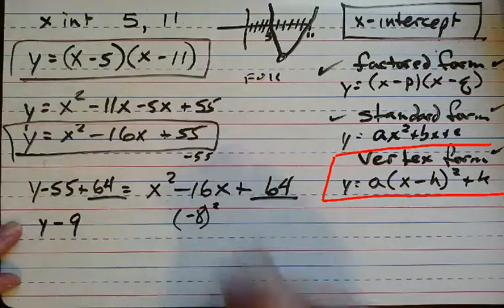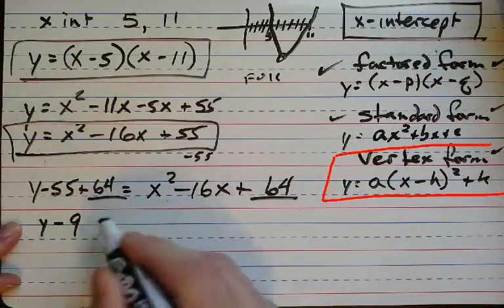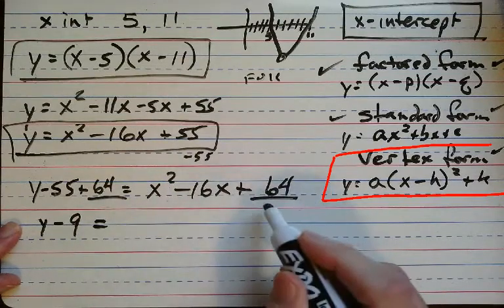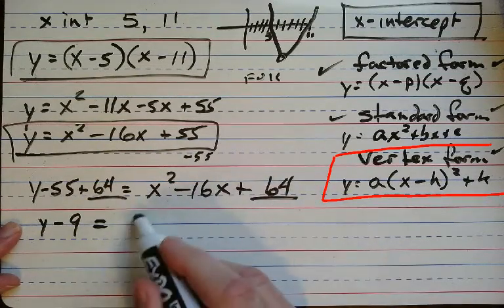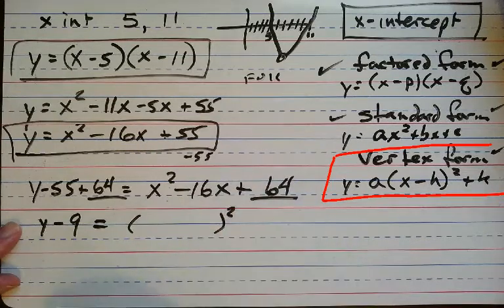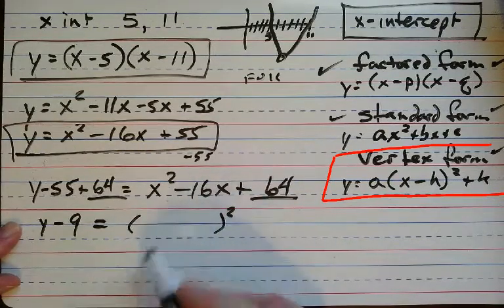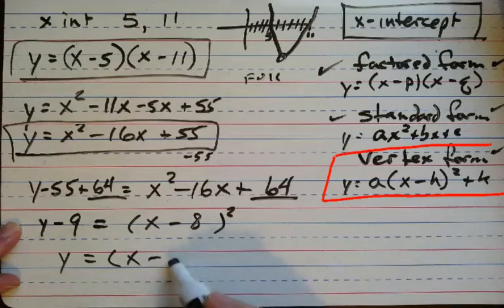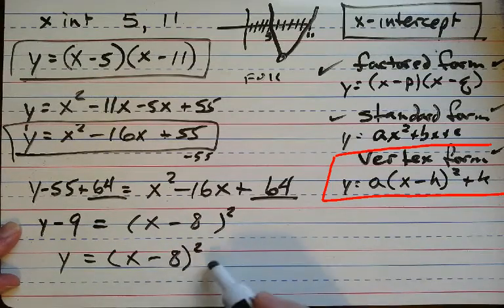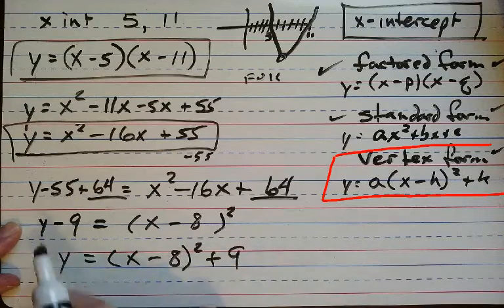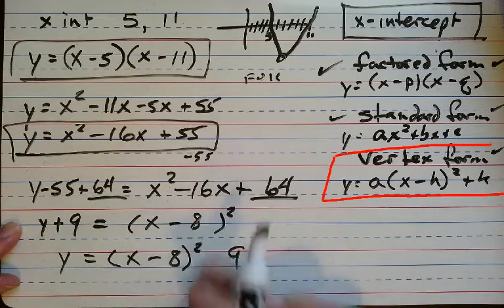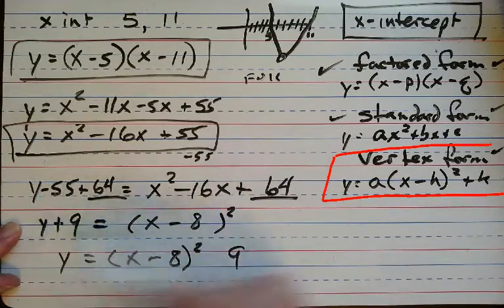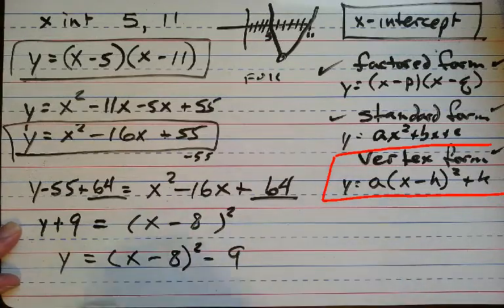Oh, gotta get this out of my way. Equals. And then remember that we have to factor this guy. Right? And it's always whatever half the middle is. So that's x minus 8. Yay! So y equals x minus 8 squared plus 9. That's wrong. This was positive 9. Okay, minus 9. I got it now.